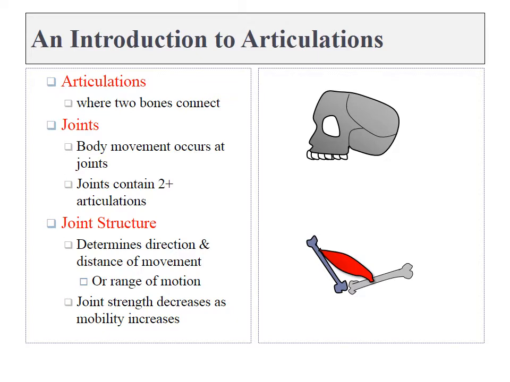Let's start with a little bit of terminology. A joint is where two or more articulations are located, and an articulation is where two bones connect. Frequently, a joint and an articulation are the same thing. It really should not be a big deal throughout the rest of the lecture. The structure of these joints will determine how movable and how strong they are.